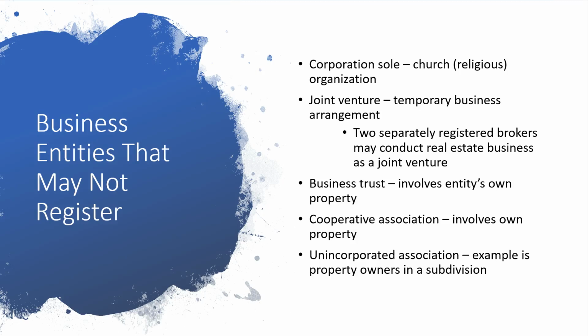If it involves its own property, then they can buy and sell it, but they cannot register as a brokerage. A co-op involves its own property. They can buy and sell their own property, but they cannot register as a brokerage. And also an unincorporated association, for example, of property owners in a subdivision, or an HOA and co-op.